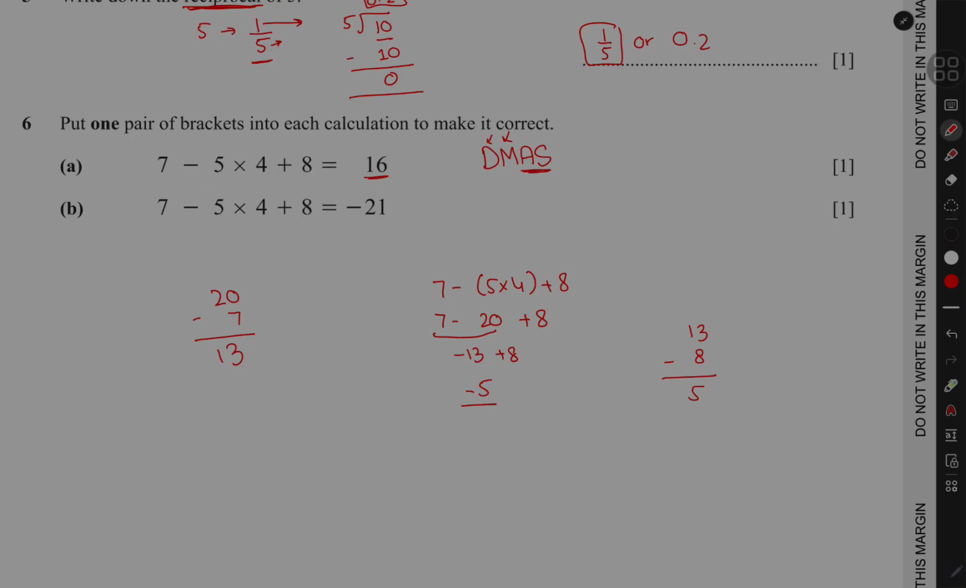That's how you do it. Okay, so this one is the right calculation. Now for the second one, let's just try one more time. Now I will just erase everything.